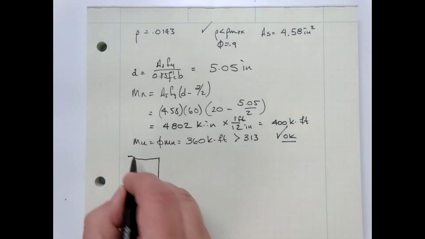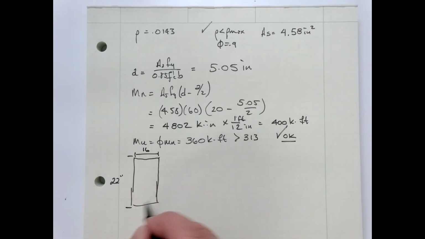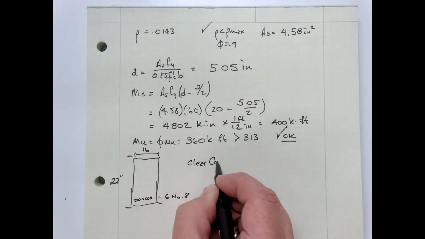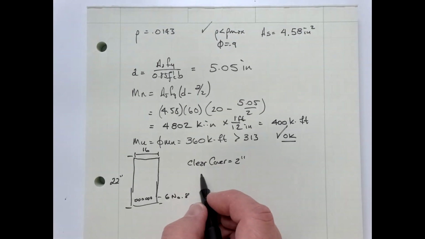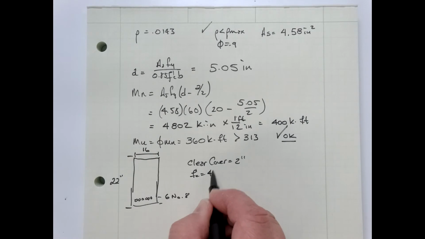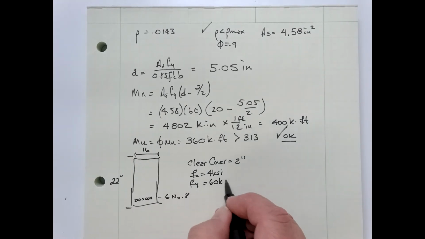D is 20, so this is now 22 inches. This is 16 inches. 6 number 8s, cover 2 inches, and f prime c is 4 kips per square inch. f sub y is 60 kips per square inch.